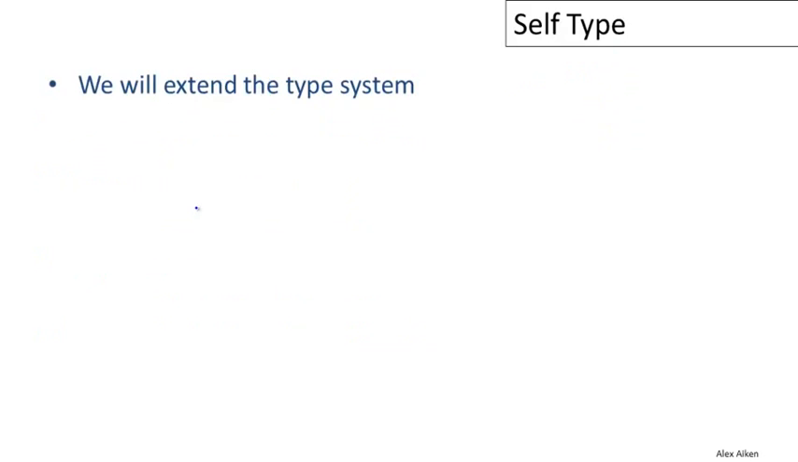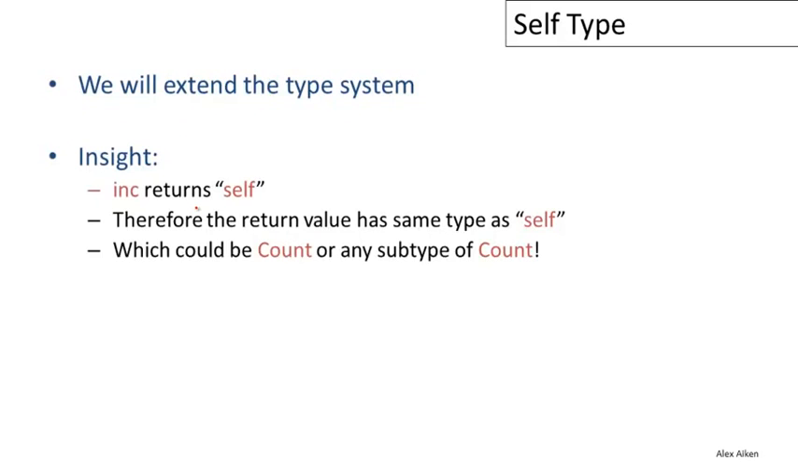So to solve this problem, we're going to look at extending the type system. The insight is that the increment method returns self. In this case, the increment method actually returns the self object. And therefore, the return value is going to have the same type as self, whatever self happens to be, which could be count or any subtype of count. So the self object only has to be dynamically something that holds a value that's a subtype of the declared type of the self parameter, and it could be any one of the subtypes of the count class.